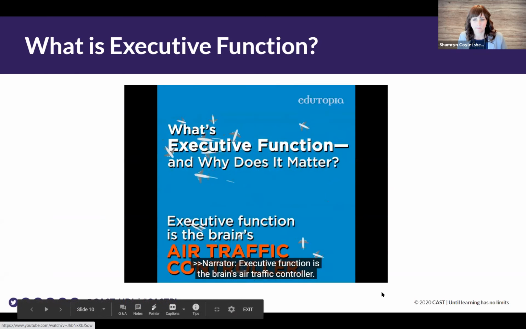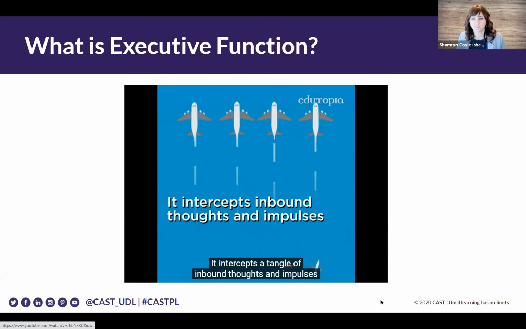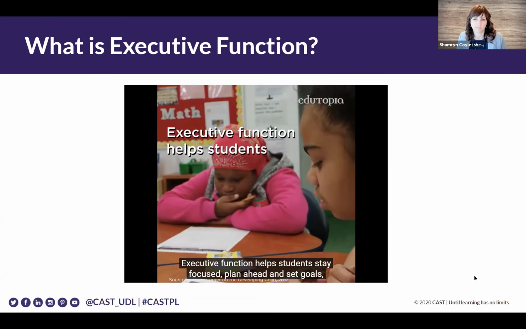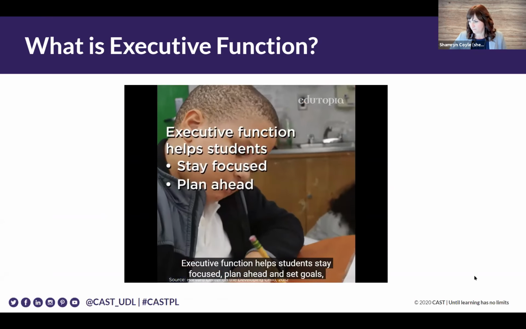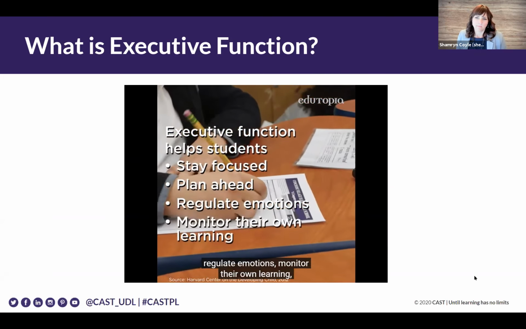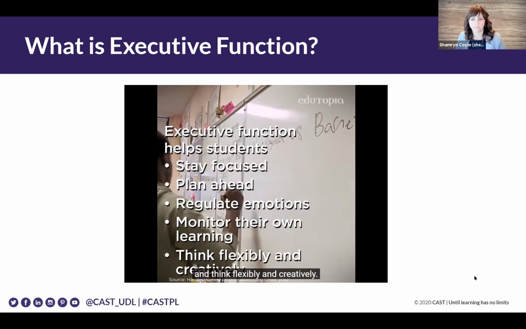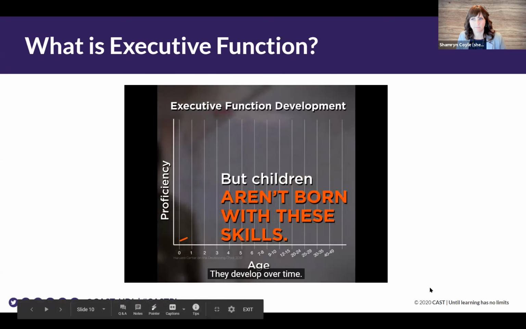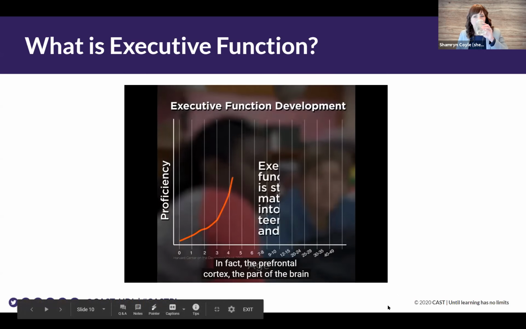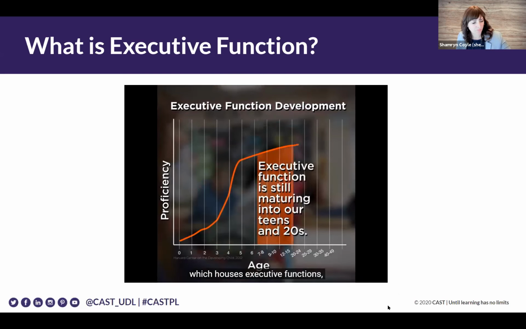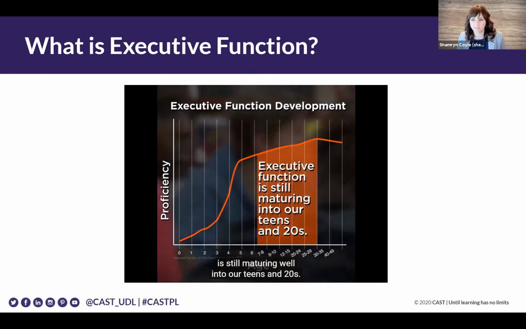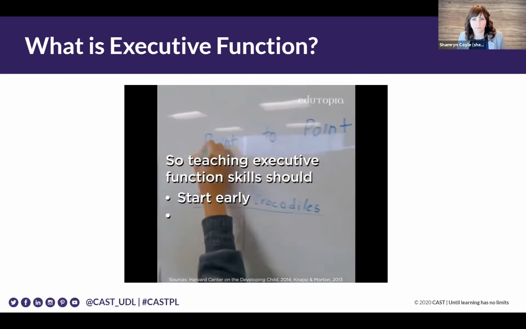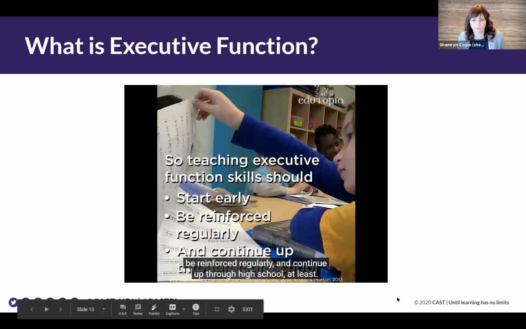Executive function is the brain's air traffic controller. It intercepts a tangle of inbound thoughts and impulses and steers them towards productive outcomes. Executive function helps students stay focused, plan ahead and set goals, regulate emotions, monitor their own learning, and think flexibly, creatively. But children aren't born with executive functions. They develop over time. In fact, the prefrontal cortex, the part of the brain which houses executive function, is still maturing well into our teens and 20s. So teaching executive function skills should start early, be reinforced regularly, and continue up through high school.